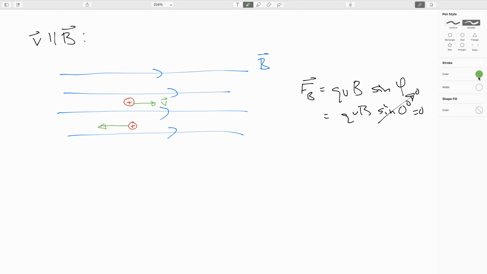Well, in that case, what you would have is qvB sin 180 degrees, because our angle φ between the magnetic field pointing straight right and the velocity pointing straight left is 180 degrees. So the sine of 180 degrees is also 0. So again, there is no magnetic force either way. So the particle just moves on undeflected.